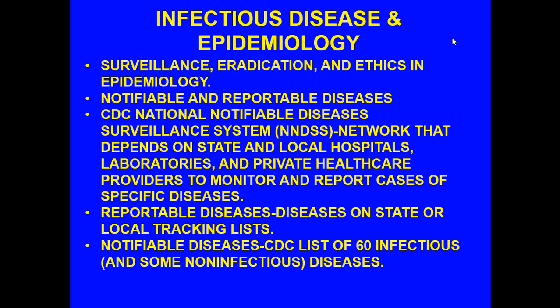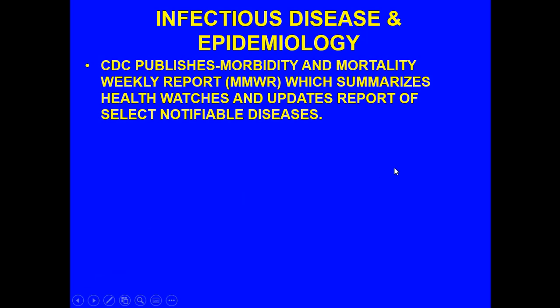So anything that's really seriously reportable has to be brought to the notice of CDC. That information may be compiled, and they'll sit there and say, okay, does this mean we have a trend? Do we have an outbreak? Do we have just an isolated case or two? Reportable diseases are diseases on state or local tracking lists. And we also have notifiable diseases. The CDC has a list of 60 infectious, and some non-infectious, diseases that they have to monitor, and everybody is supposed to report.